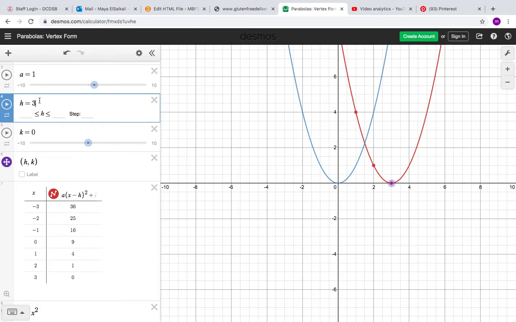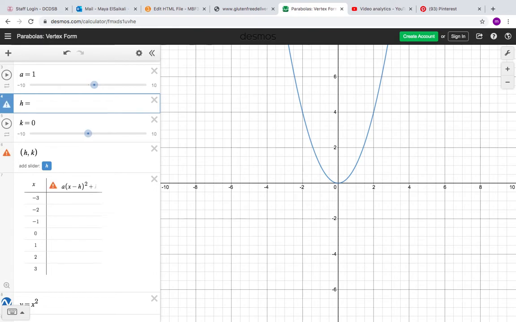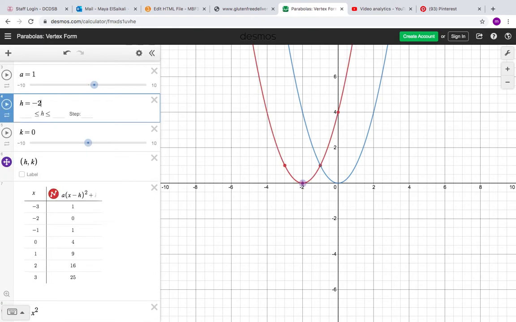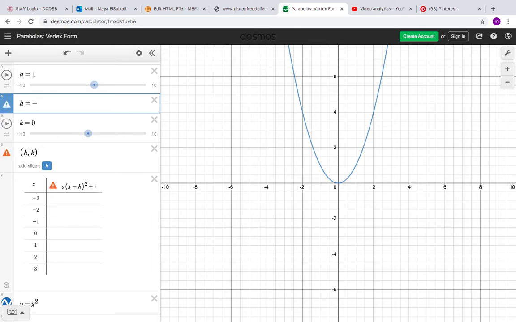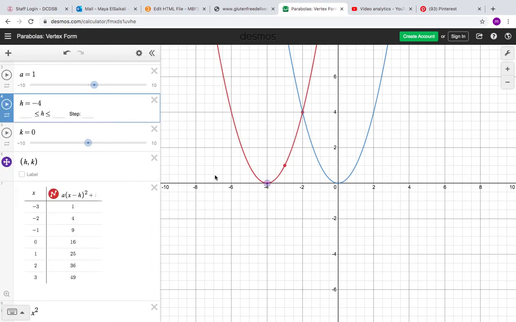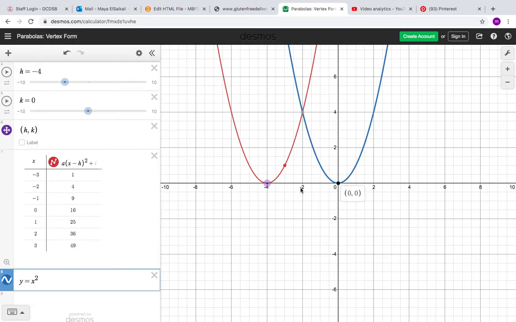All right, now what if the h is negative? Let's say h is equal to negative 2. Now we see that the graph has moved to the left 2. What if h is equal to negative 4? The graph moved to the left 4 units. Now my vertex, instead of being 0, 0, is going to be negative 4, 0. So that h value is the same as the x value of that vertex.